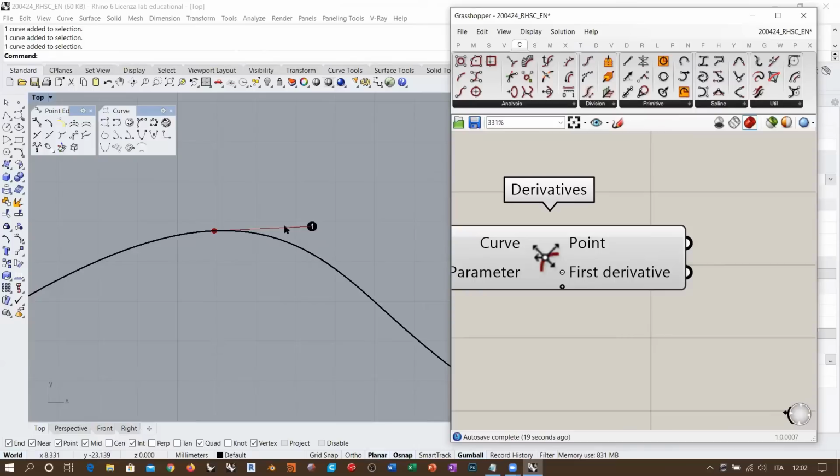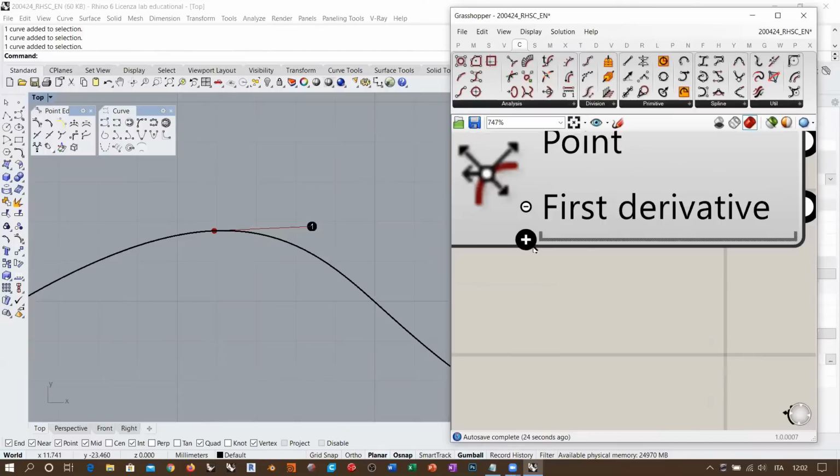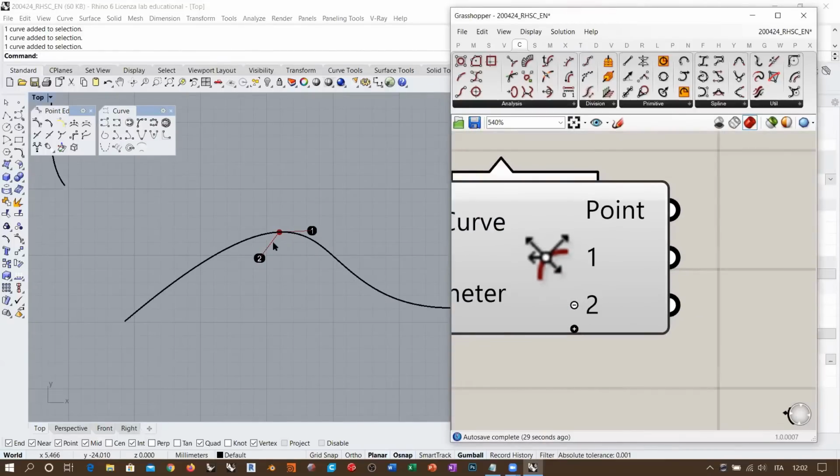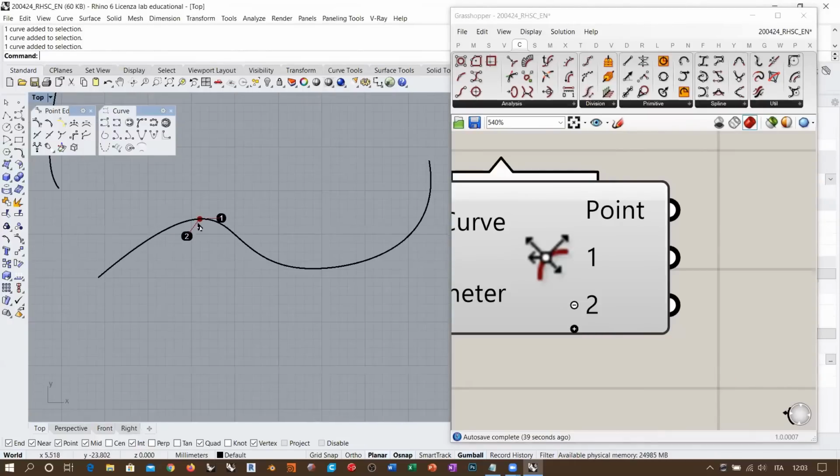This is the direction of the curve in this point, so the tangent line, which is the first derivative. And I can add also the second derivative, which is this one. This represents the curvature in terms of vectors. Now, don't think of this vector as the radial direction of the curvature of this curve in this point. It's not like that. It is only the vector representation of the curvature.